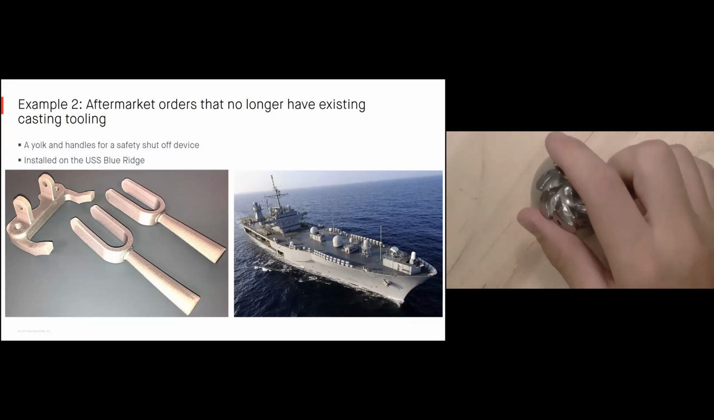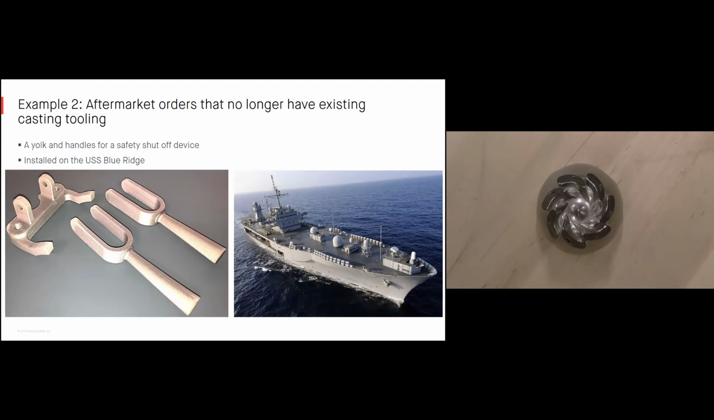Another example here. Johns Inc. did some work on the USS Blue Ridge on some safety devices. The ship needed some replacements for these yokes and handles for the safety setup device. The parts were originally cast, but of course that foundry no longer has the tooling or no longer is even existing, or they lost contact with that foundry. It's much easier for them just to pull the files, throw them on their printer, and in a couple of days, they have these end-use parts ready to ship out to the USS Blue Ridge to be installed.